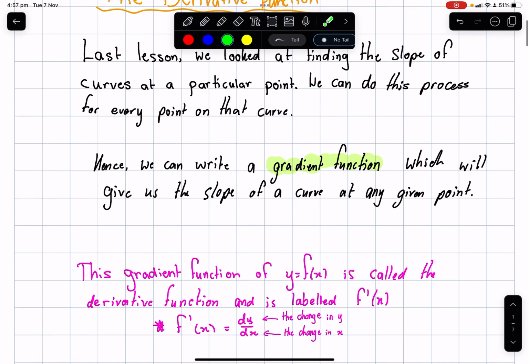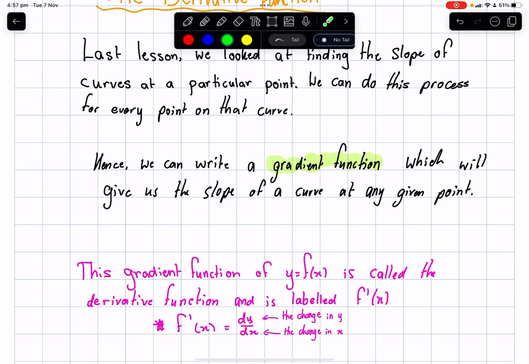So if I have a function y, which is equal to f of x, the derivative function we want to call and label f prime of x or f dash of x. Now, all f dash of x represents is my gradient at a specific point. So we've got my dy, which represents the change in y, so my rise, and my dx is my change in x, which is my run. So f dash of x is rise over run, or y2 take y1 over x2 take x1.